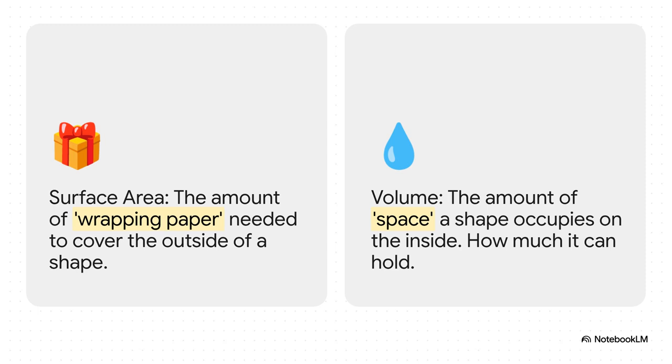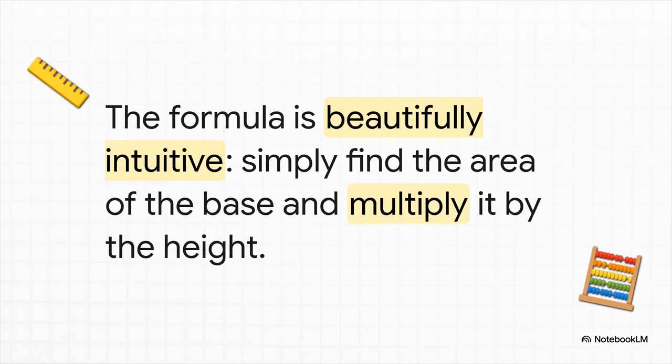Volume, on the other hand, is an inside measurement. It's how much water you could pour into the object. It's all about how much stuff fits inside. Let's start with the volume of our stacked shapes, the prisms and the cylinders. The formula is just beautifully intuitive. All you have to do is find the area of the flat shape on the bottom, doesn't matter if it's a square or a circle, and then you just multiply it by how tall the shape is. It's literally just a measure of that base stacked on top of itself.